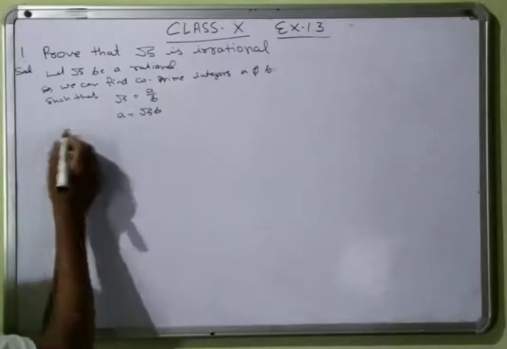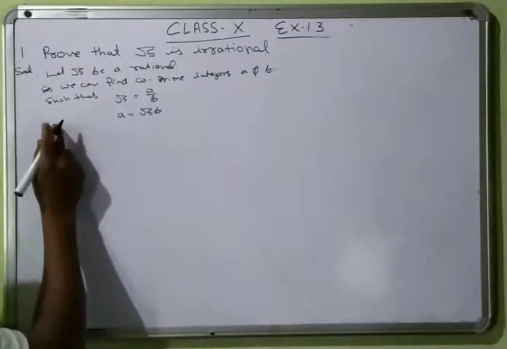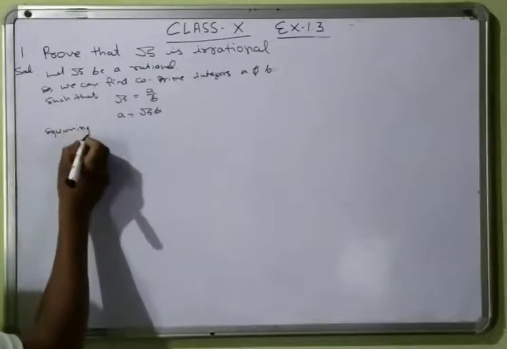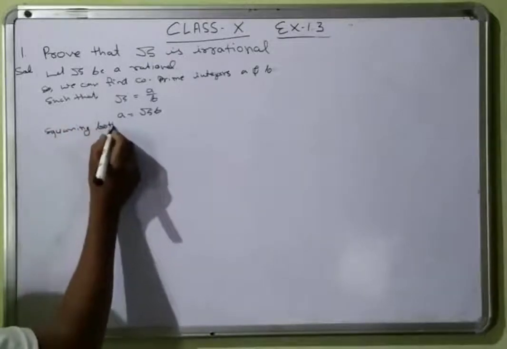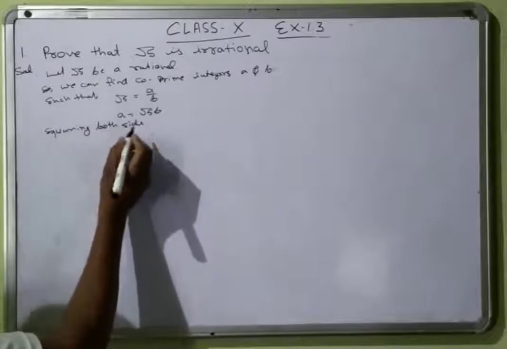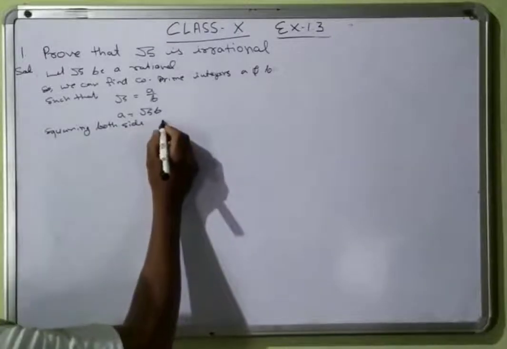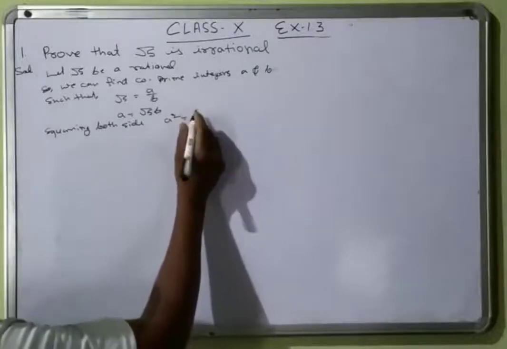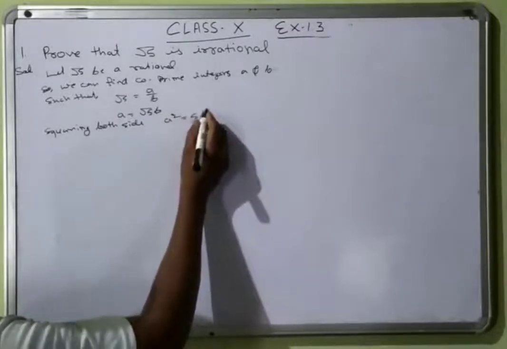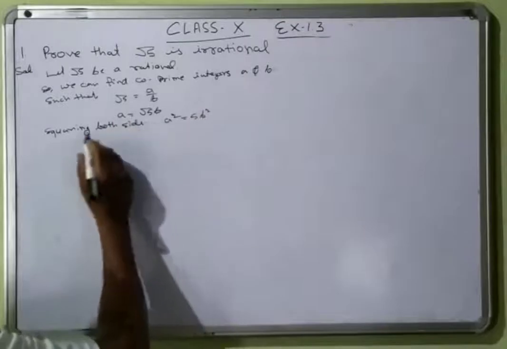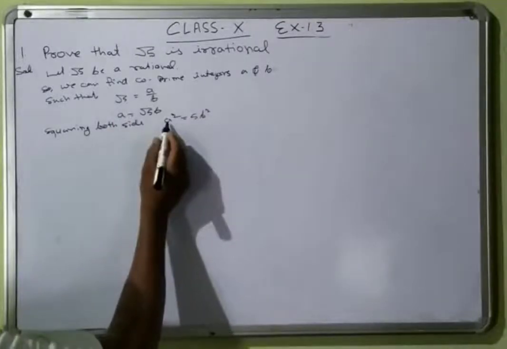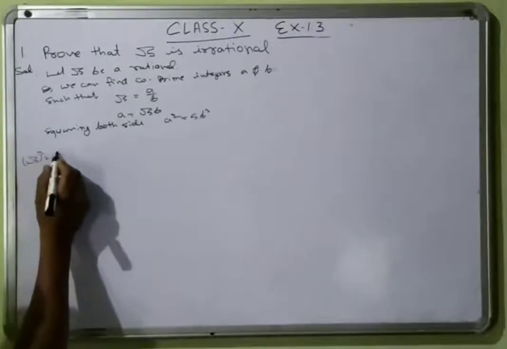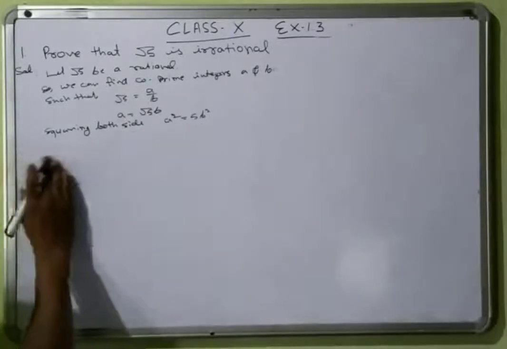Now squaring both sides, that will become a square is equal to 5b square. Squaring both sides means a square and b square and root 5 square also, so that will be 5. Write it.